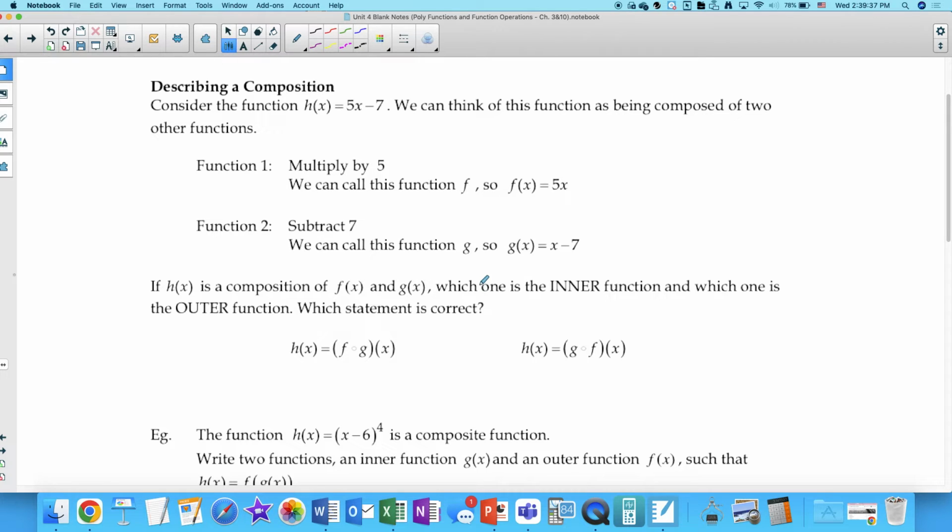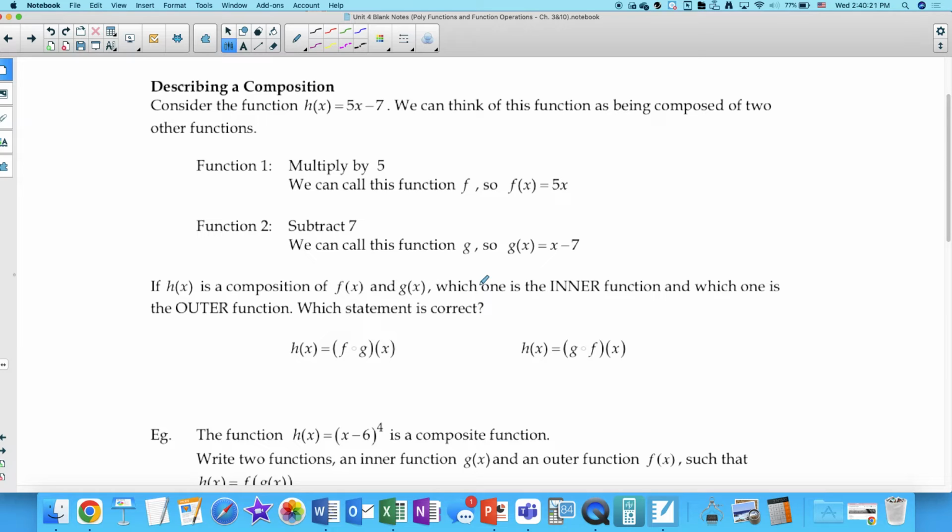Okay, so now we're going to try and go the other way. Let's say we have this function h of x equals 5x minus 7. You can think of this function as being composed of two parts. One is that we take something and multiply it by 5. The other is that we take something and subtract 7. So if we were to compose this function out of two others, how would we put that together? Is it the piece where we take another function and multiply it by 5? Or do we multiply the x value by 5, replace the x with 5x, and then subtract the 7?